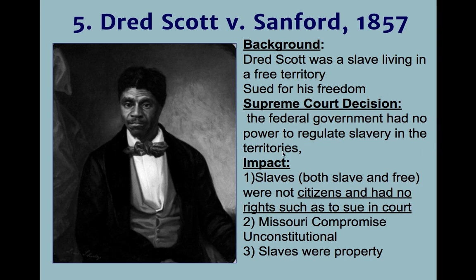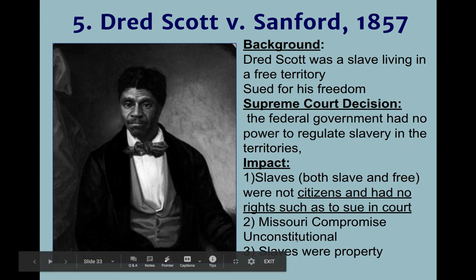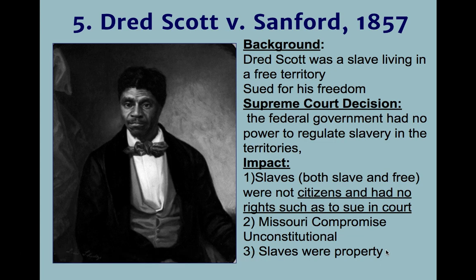Okay? And going up to this idea that the federal government had no power to regulate slavery, the Missouri Compromise is unconstitutional. So officially the 36°30' line disappears. And slaves were considered property. So again, reiterating the idea that they can absolutely not sue in court for their freedom.